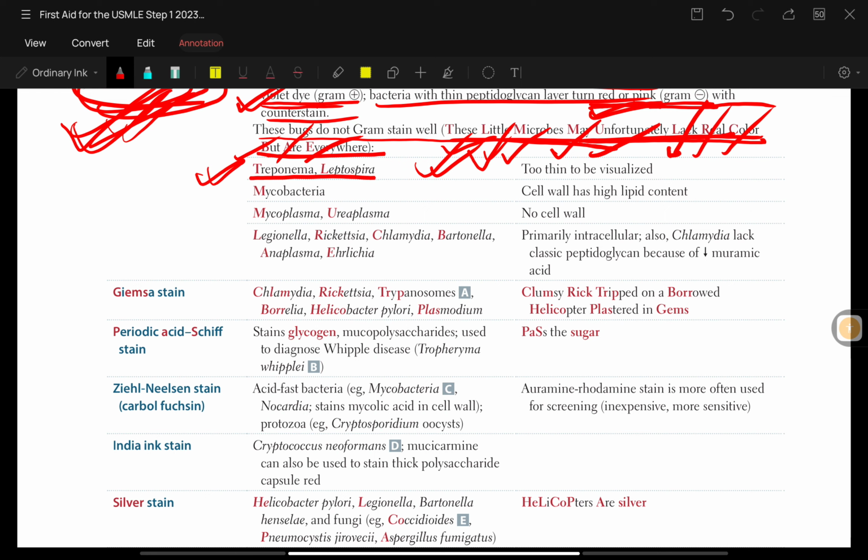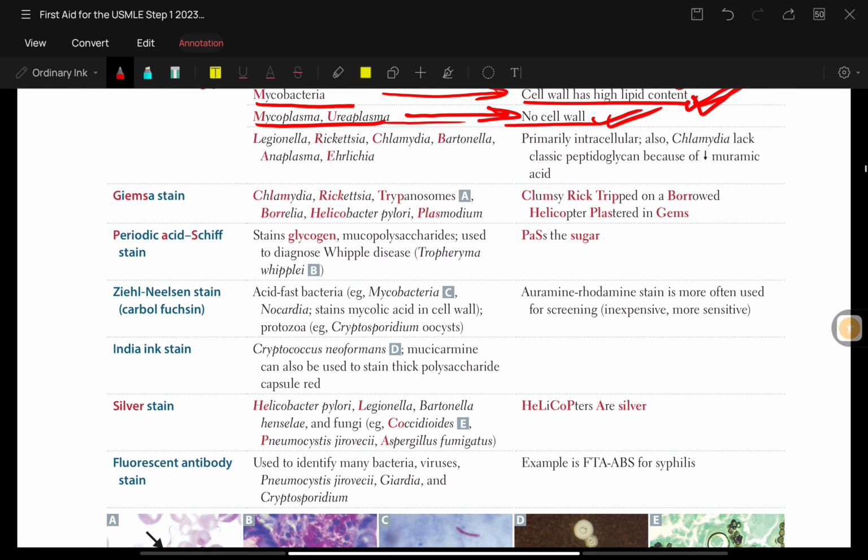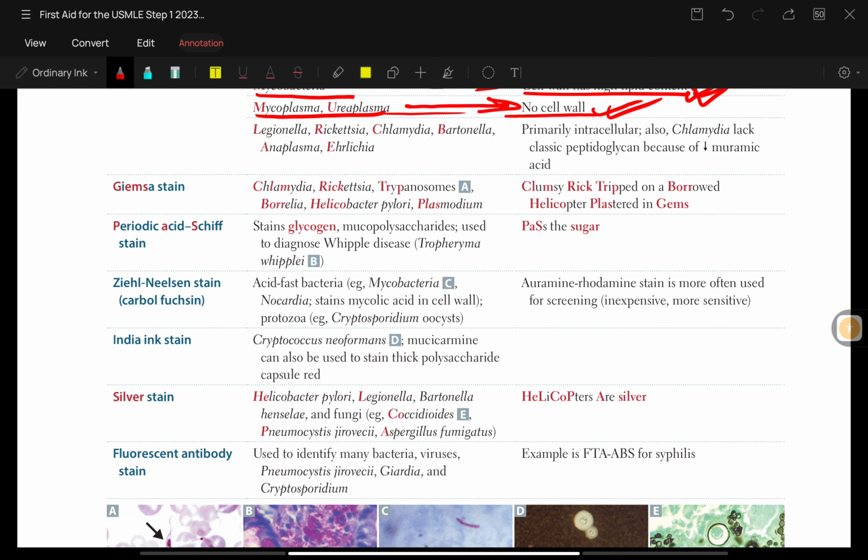Treponema and Leptospira are too thin to be visualized. Similarly, mycobacteria have a cell wall with a high lipid content, due to which they are unable to stain. Similarly, Mycoplasma and Ureaplasma have no cell wall, and that leads them to not stain.